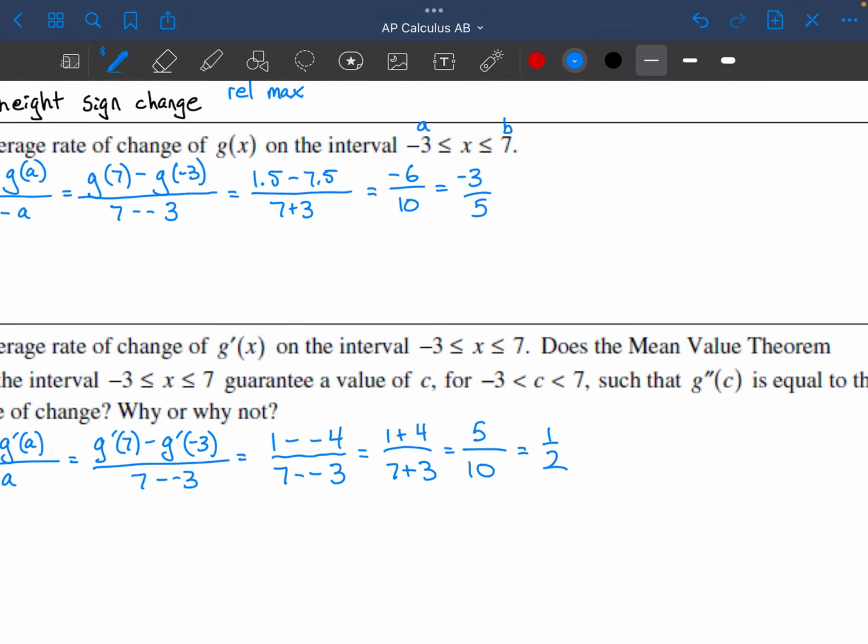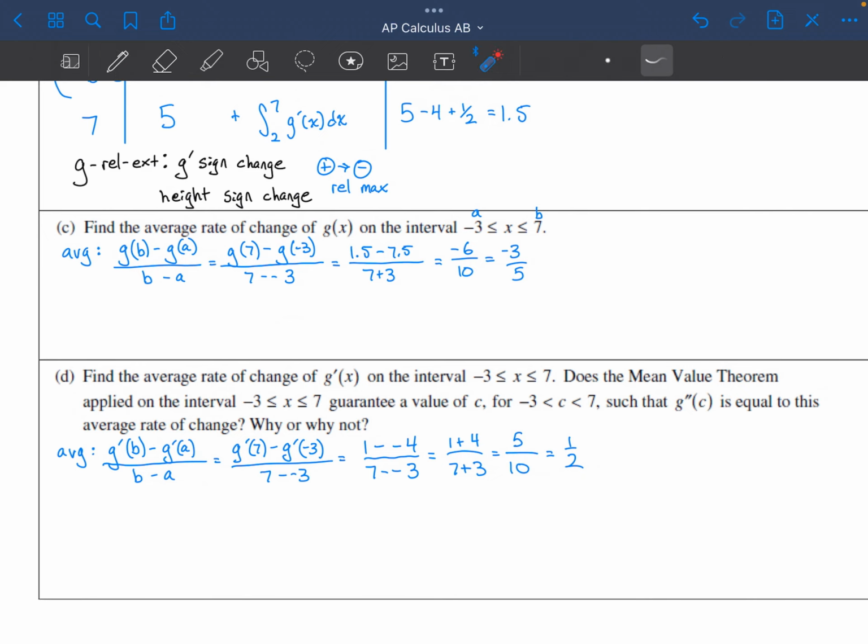Okay, you're not done. There's a lot that's being asked in part D. All we did was we did that first part. Find the average rate of change. Check. Okay, let's read the rest of this. Does the mean value theorem applied on the interval guarantee a value of C in between -3 and 7, which is what we found our bounds for that first part, such that if I take the derivative of G prime and get G double prime is equal to the average rate of change? It's basically asking, does mean value theorem apply? Because this is the exact phrasing of the mean value theorem.